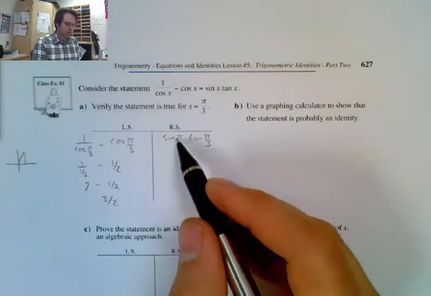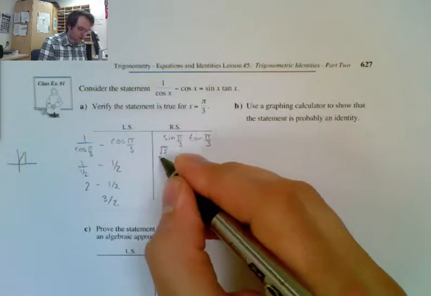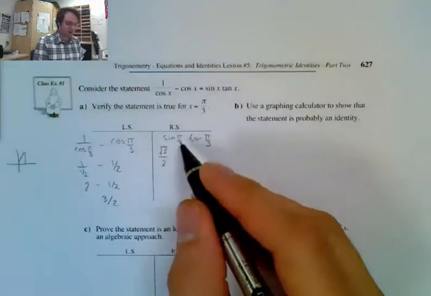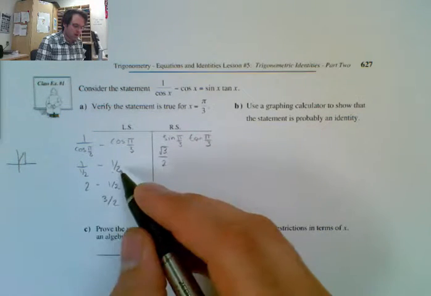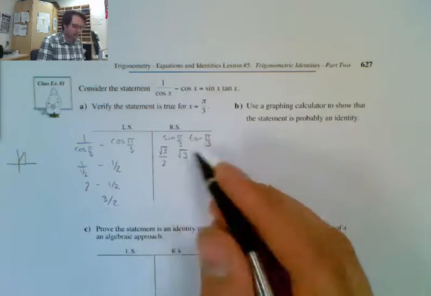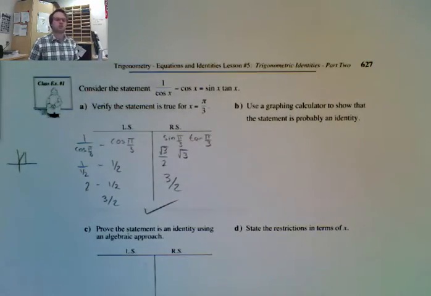Now for the right side, sine pi over 3 is root 3 over 2, and we multiply it by tan. Tan is y over x, because of SOH CAH TOA. So root 3 over 2 divided by 1 over 2 just gives me root 3. I multiply these together and I get 3 over 2. These match each other. In this case it doesn't prove it, but it verifies that it works in this situation.